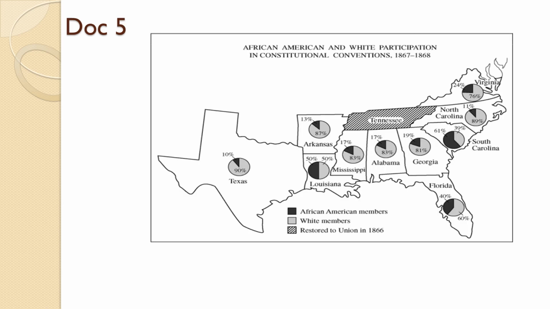Okay, document 5. We're going to look at the increase in black voting and also the increase in black participation in governments in the South due to Reconstruction. So document 5 is really a Reconstruction document. You could tie it to the 15th Amendment, but it's also going to be tied with Reconstruction.